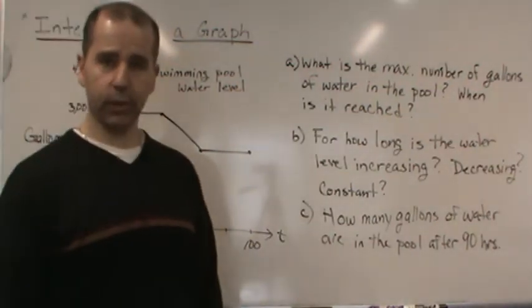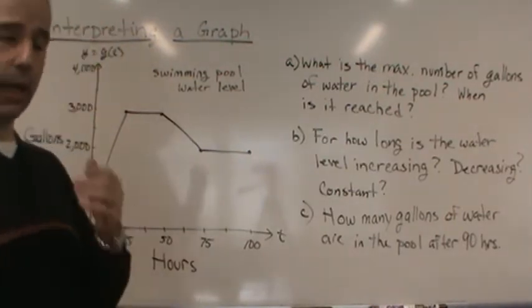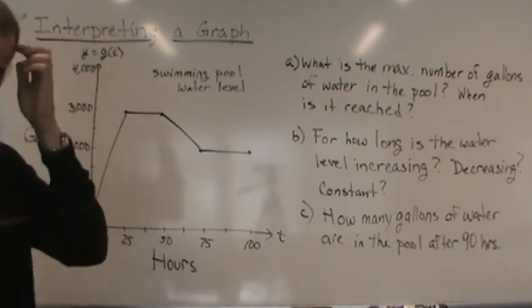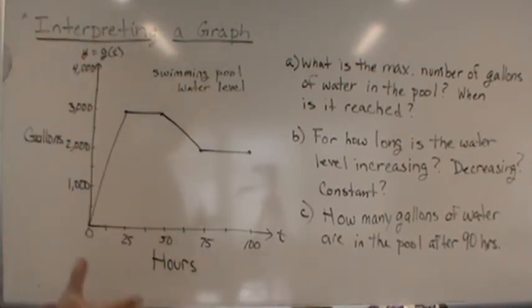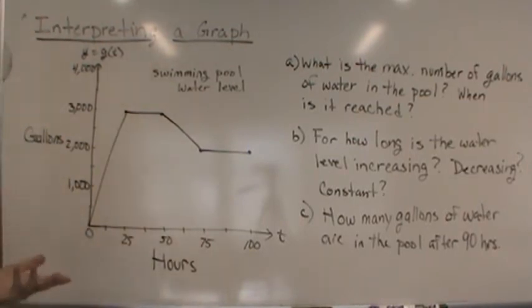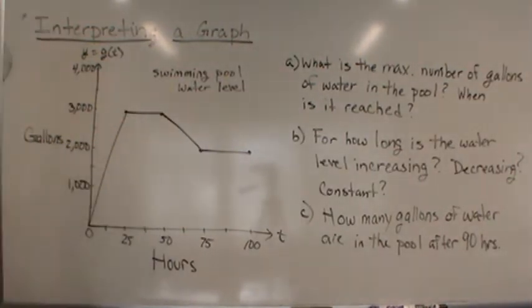Okay, so today we're going to do an example of interpreting a graph when we have context to it. We're going to bring all the concepts that we talked about in this section together, or at least most of them. If we look at this graph here, this is a graph depicting swimming pool water level over time.